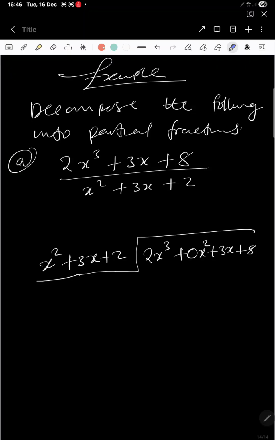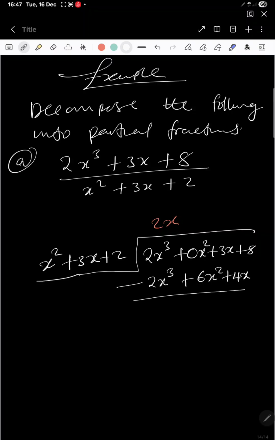So you're going to have 2x, so I'm going to write 2x here. And then you multiply the 2x times everything which is here. So I'm going to multiply this to that, and that to that. By multiplying that, you have 2x times x squared, you're going to get 2x to the power 3. Then 2x times 3x, we are going to get plus 6x squared. And then 2x times 3, times 2, you get a plus 4x, like that.